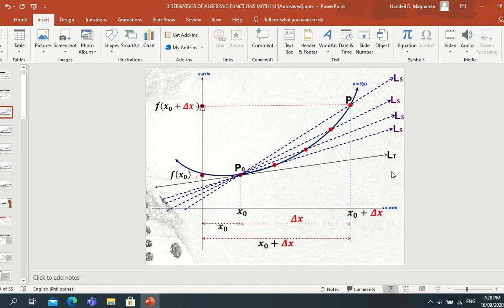Okay, so don't blink. I will show you quickly how these things happen, just for a brief summary of what I was saying through the graphical illustration. Okay, it's something like this, class. So you watch as the point moves down, approaching P sub 0. Watch also the secant line approaching LT and the delta x approaching 0. Okay, so something like this.